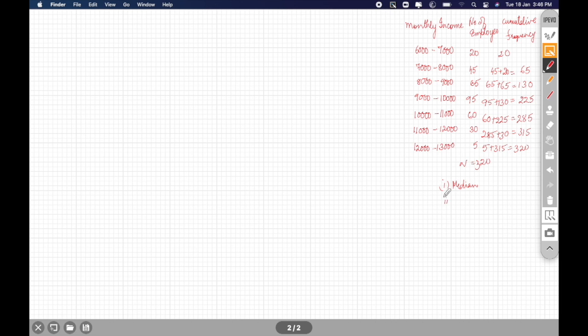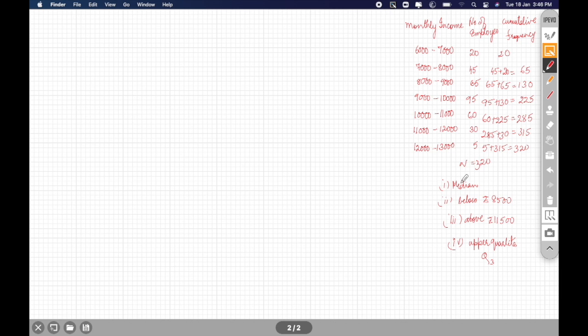Next we are supposed to find the number of workers whose income is below rupees 8,500. Third part, we have to find the number of workers whose income is above rupees 11,500. And the fourth part, we have to find the upper quartile, that is Q3.